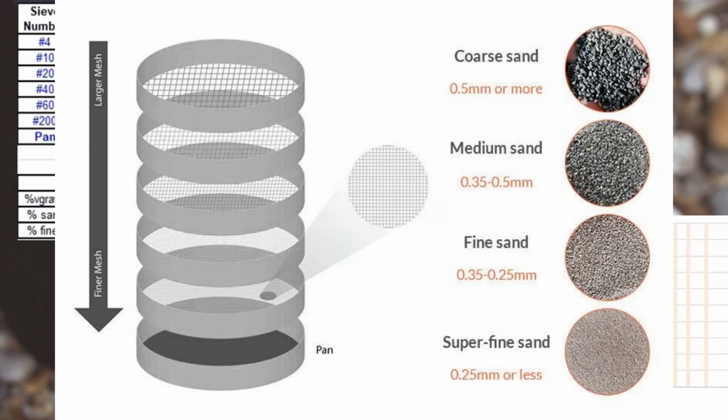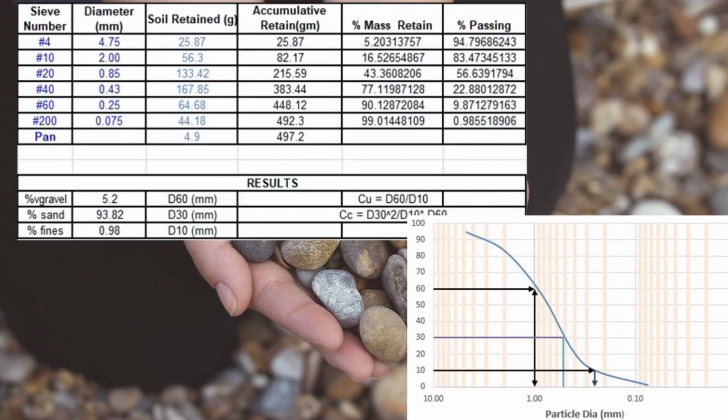You can see in this example, people use a set of meshes and weigh what is retained. This represents the number of the mesh and how big it is in millimeters, and then people in the lab precisely measure the weight of each of the grains in this range of sizes. For diameter bigger than 4.75 millimeters, so everything coarser than 4.75 millimeters, we have 25.87 grams of soil, or material, retained. So here probably they were working with some soils.